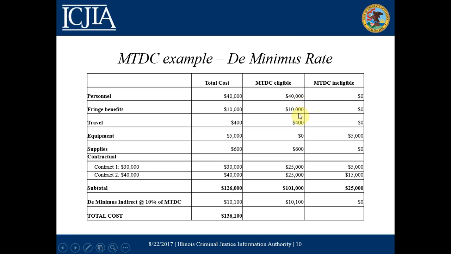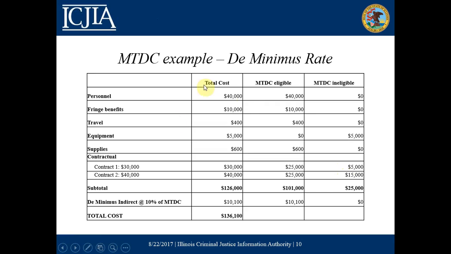Personnel and fringe benefits are eligible, and the travel costs are eligible, but equipment is not. So that $5,000 piece of equipment that you're going to charge to this agreement has to be excluded from your MTDC calculation. Your supplies are good. They make it into MTDC. And only the first $25,000 of this $30,000 contract, and only the first $25,000 of that $40,000 contract. So the change, the $5,000 and the $15,000 that exceed that $25,000 threshold for each of those contracts, is excluded.